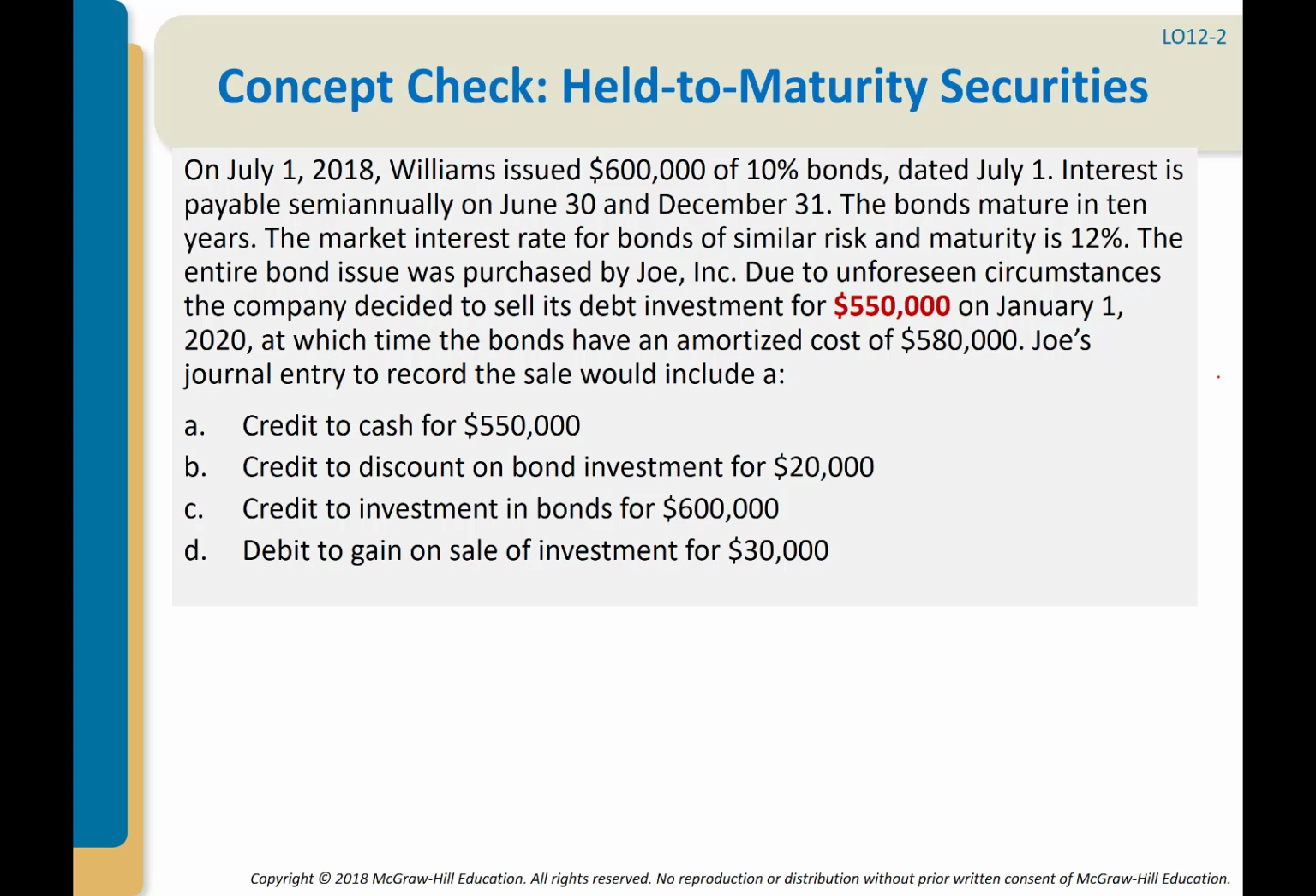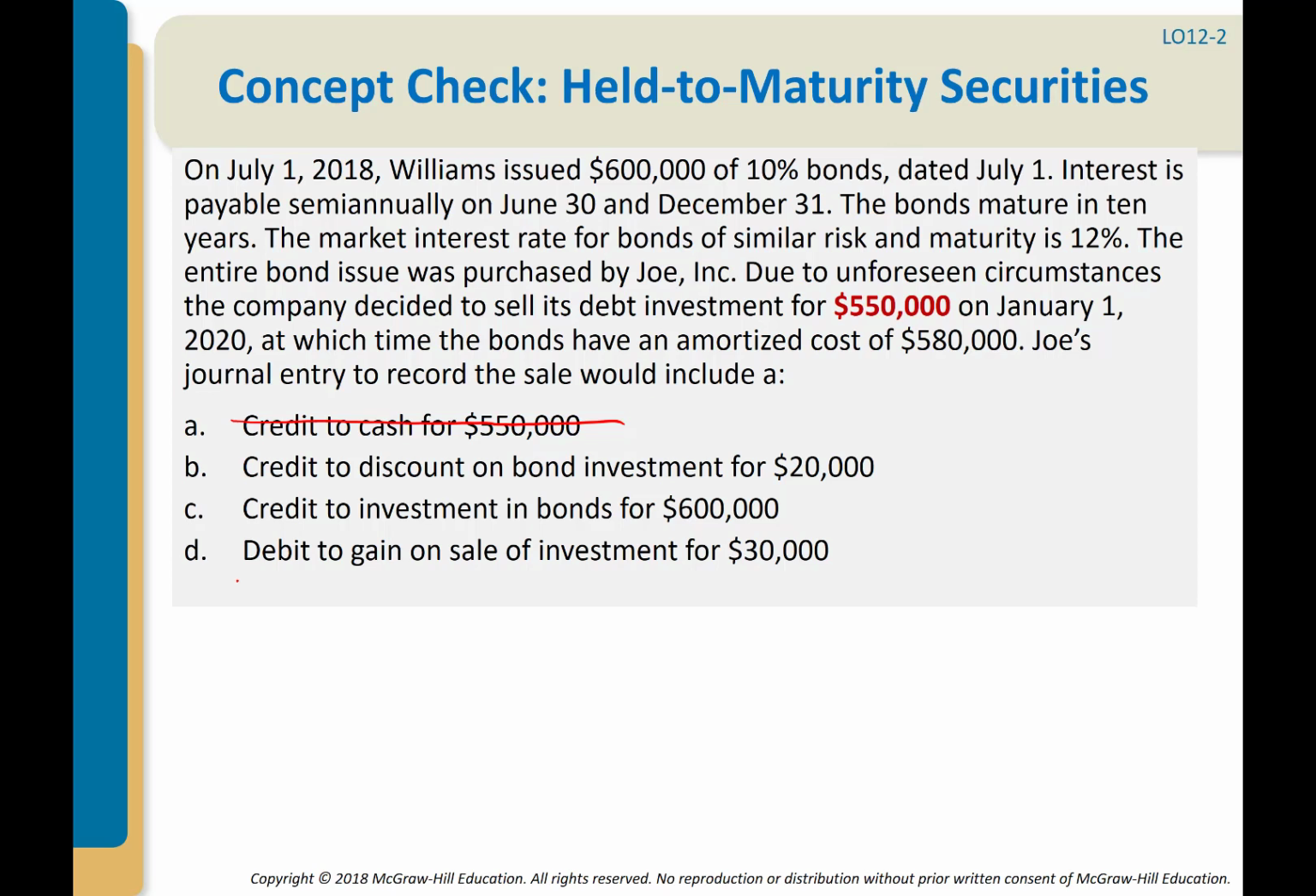But anyway, they decided to sell the investment for $550,000, and the bonds have an amortized cost of $580,000. What would the sale include? Well, a credit to cash is not correct, because we're getting cash, right? So there's no way it's a credit to cash. How about a credit to the discount of 20? I don't know, I can't tell you for sure. How about a credit to investment in bonds, $600,000, and a debit to gain? Is it a debit to the gain?